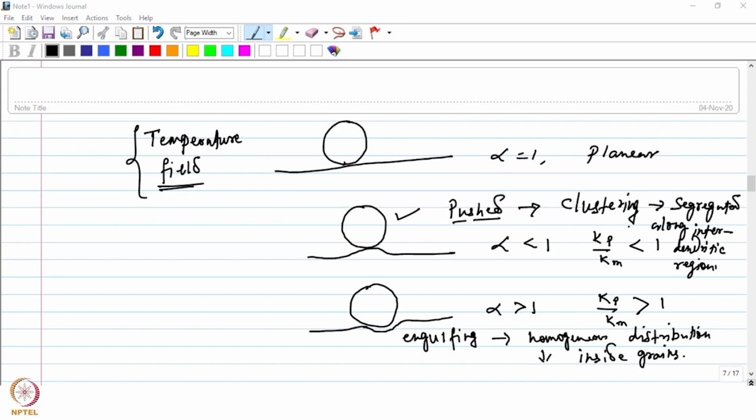Pushing will lead to clustering or segregation of the particles along the interdendritic region, and engulfing, on the other hand, will lead to uniform distribution of the particles in the grains. So it's about this radius of curvature that you have along the interface, whether it is convex or concave, that is going to decide the distribution of the particles. So let us probe a little more into what this radius of curvature is and how it is related to the interaction between the solid liquid interface and the particle.